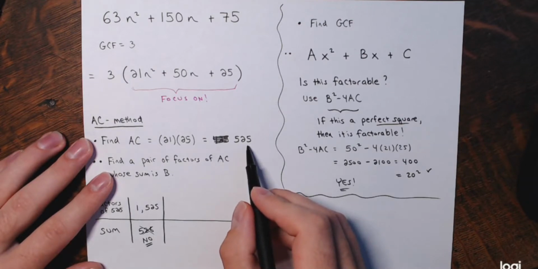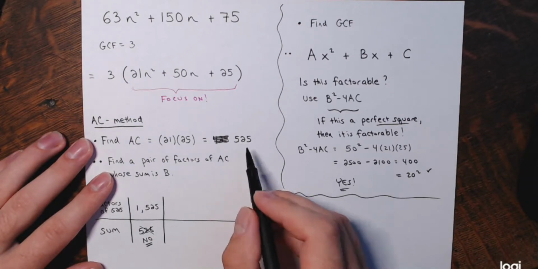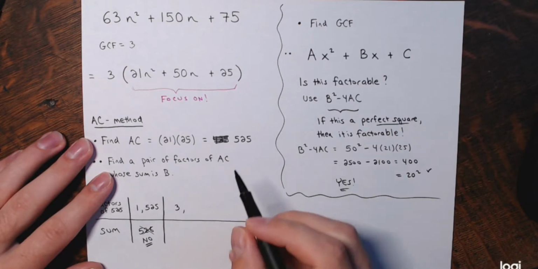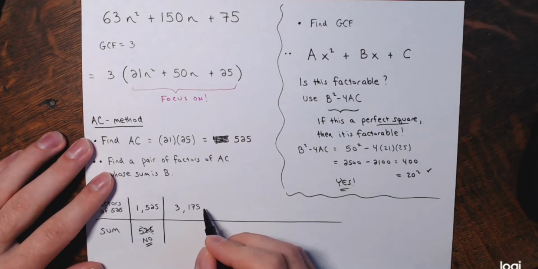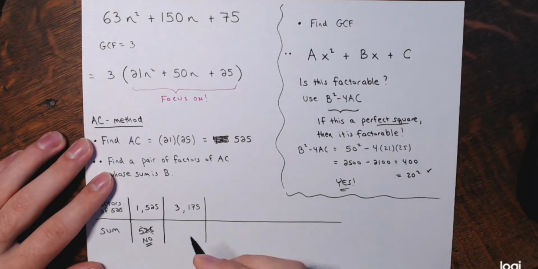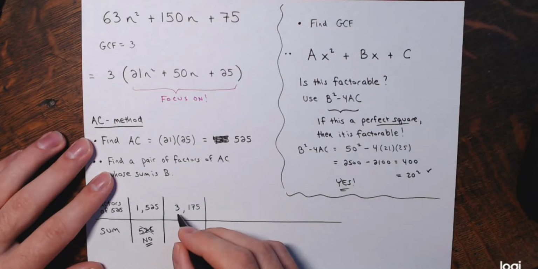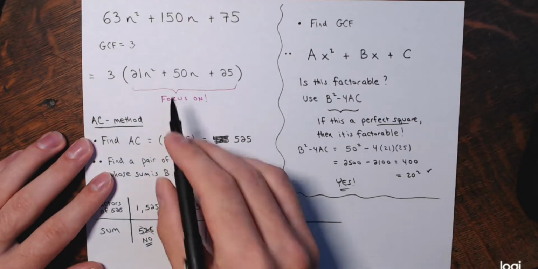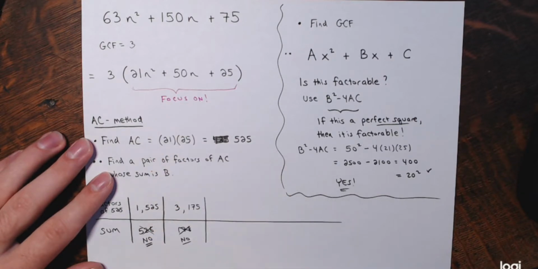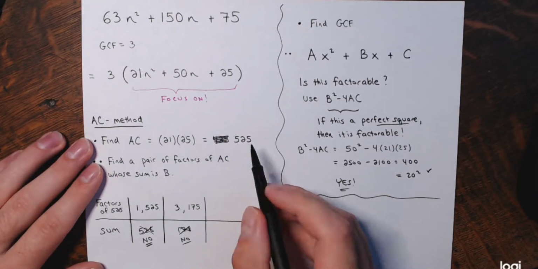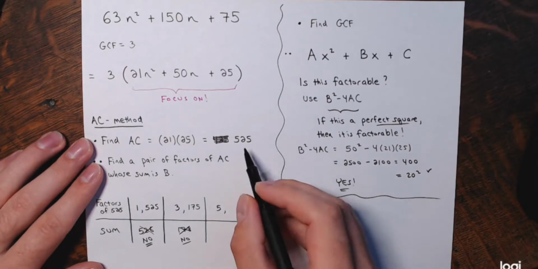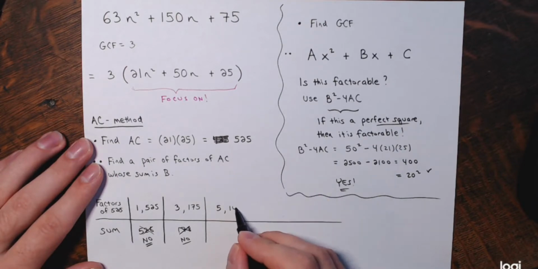2 doesn't go into this. 3 does, right? Add up the digits, it's 12. That's 3 times 175, which would be 525. This adds up to 178. Smaller, closer to 50, but still not 50. So no on that. 4 doesn't go into this. 5 does, clearly, it ends in 5. So how about 5? Now 5 times 105 would be 525.